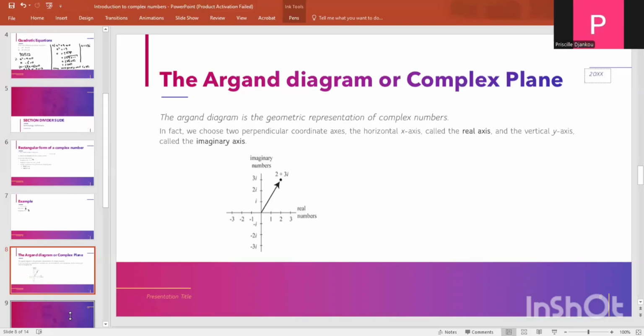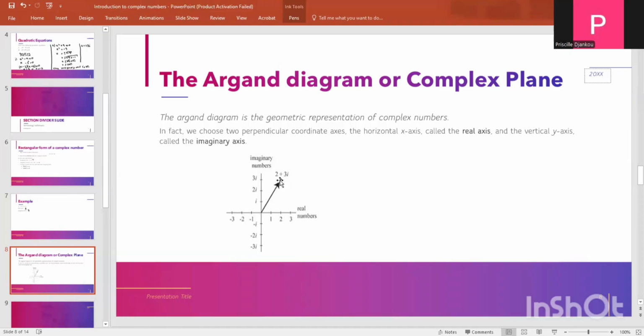Take for instance, if you're asked to plot the point 2 plus 3i, 2 represents the real part. So we go on to the real axis, we locate 2. And then we move vertically to locate 3, we have 3 up here. Once you've plotted the point (2, 3), we connect an arrow from the origin to the point, and this gives us a point in the complex plane.